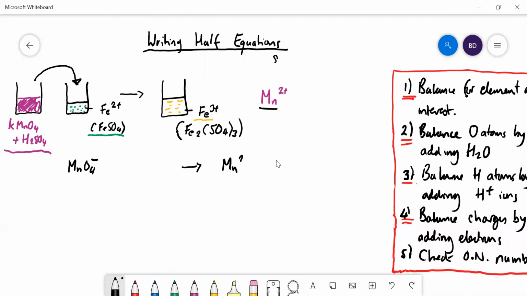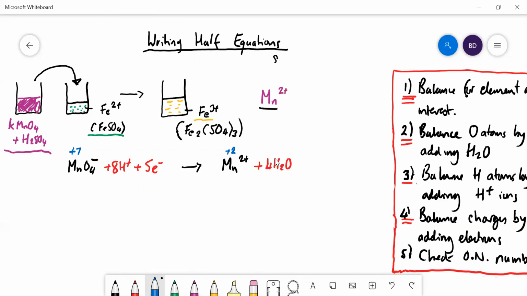So what do we do? We balance for the element of interest. Manganese, don't need to do anything, 1 on each side. Balance for the oxygens, well, we need 4 H2Os on this side. That means we need 8 H pluses there. Do your charges, that means you need 5 e minus there. Do your oxidation numbers: manganese is plus 7, that's plus 2, so it's gone down by 5, it's reduced. Reduction is gain, it's gaining those, so that's all good.